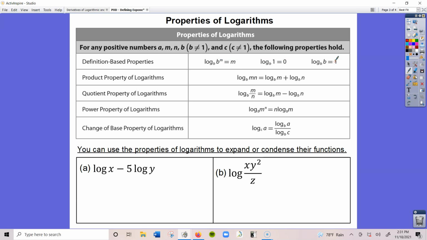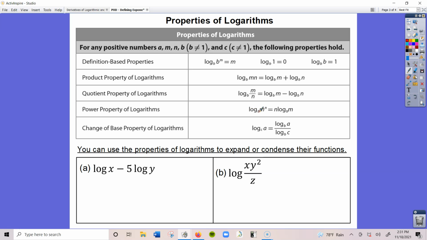We don't really need to worry about these right now, but if you have, the first is a product property of logs. If you have a log of base, whatever the base is, of some functions m and n being multiplied, then you can actually expand the logarithm so that it's log base b of m plus log base b of n. So if you are multiplying functions, then the property to expand would be to separate the m and n and add it. Now if it's dividing, so this is the quotient property of logarithms, then it's the same thing, but instead of addition, it would be subtraction.